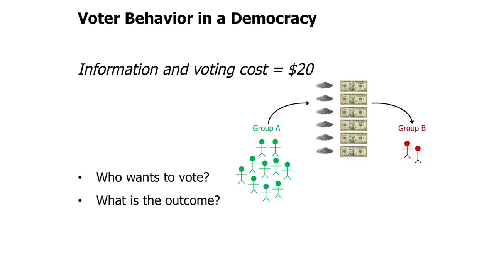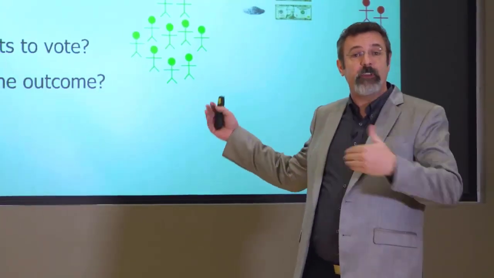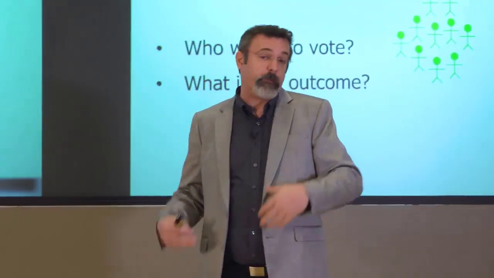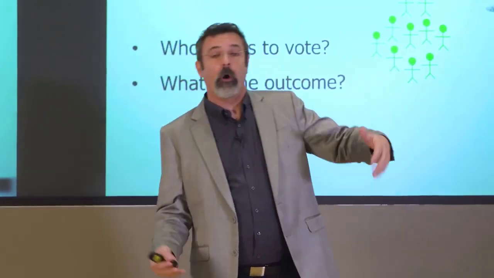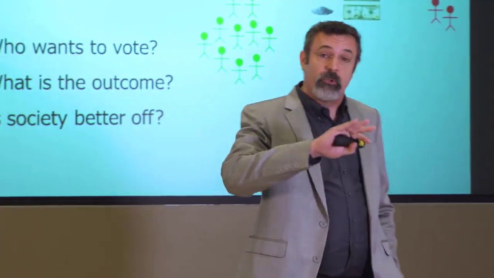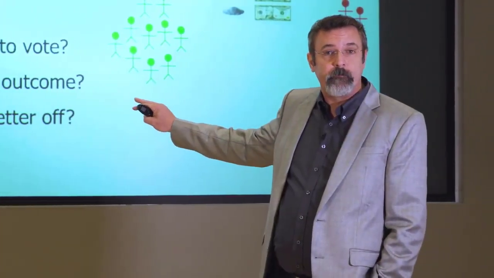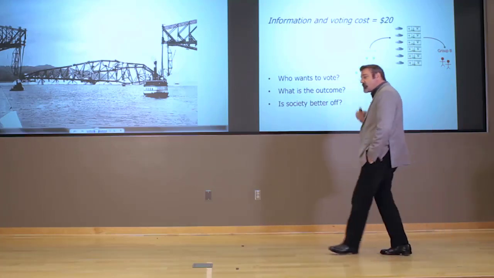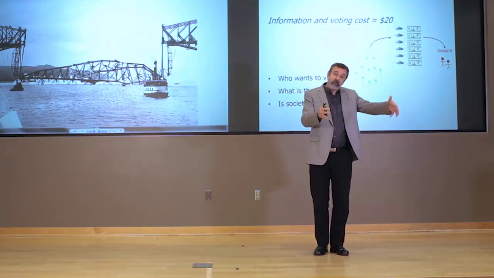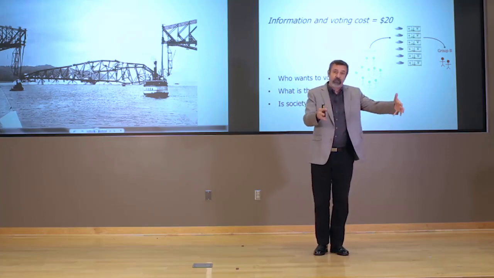And so what happens? Well, in our thought experiment, this law passes unanimously. The only people who turn up to vote are the people in Group B, and the people in Group B unanimously vote for it, and the law passes unanimously. Is society better off? No, society is actually worse off. This is a bad law, and yet this is something that has emerged from the democratic process once you understand that an information and voting cost is a real thing.